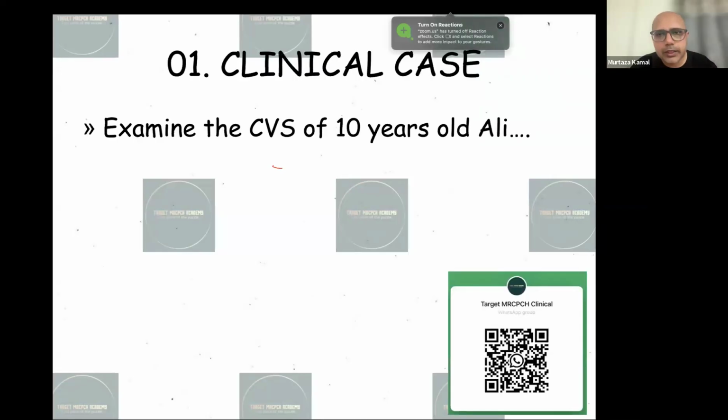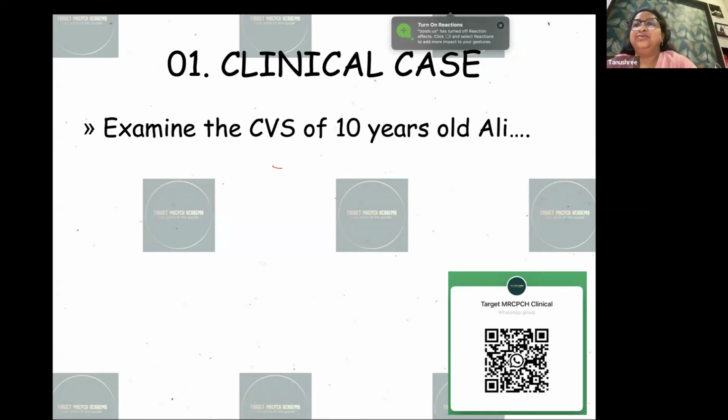So you have entered into the clinical station and you have to examine the cardiovascular system of this 10-year-old boy, Ali. Okay, so I enter the station, sanitize myself, and take permission. So can I examine Ali's heart today? Yes, yes, doctor. Okay, thank you so much.